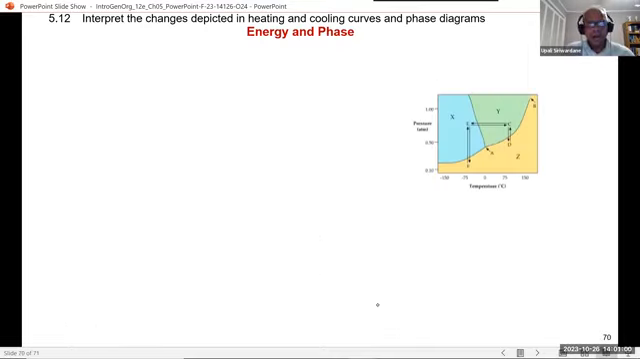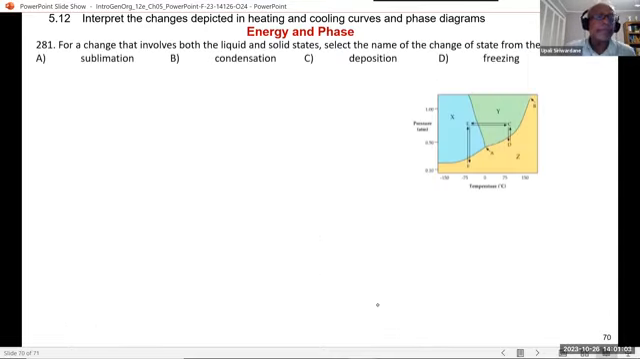Okay, let's do the final question. For a change that involves liquid and solid states, select the name of the change from the responses. Changes in liquid and solid state. Liquid and solid are involved in freezing only. Sublimation is solid to a gas. Condensation is gas to a liquid. Therefore, freezing is the correct answer. Liquid to a solid state is freezing.